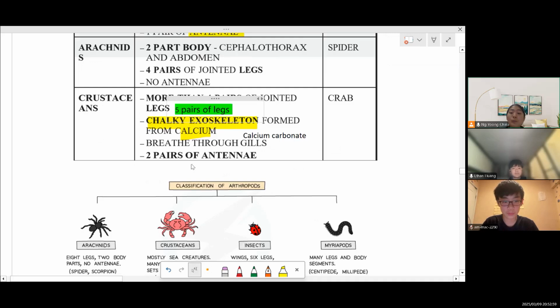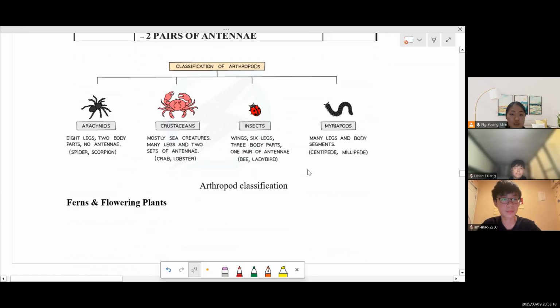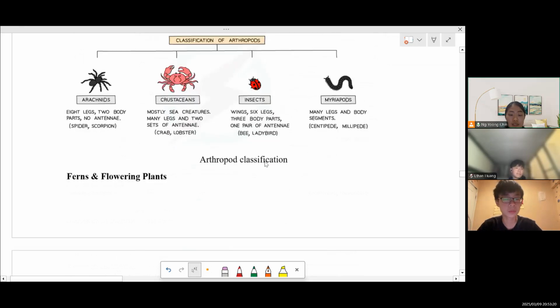And then they have 2 pairs of antennae. And because they are usually seafood, right? They breathe through gills, just like fish. Okay, they do not have lungs. They don't have lungs. So, yeah, this is it.